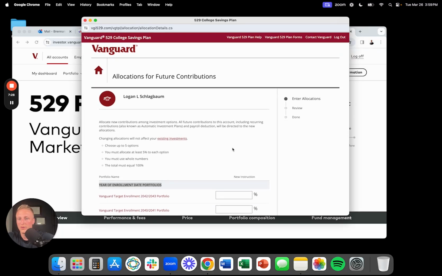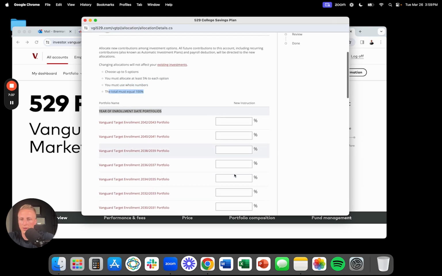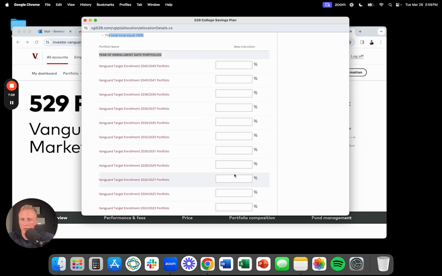I think 529 should be super simple. Like they say, choose up to 5 options. You must allocate at least 5% to each option. You must use whole numbers, and the total must equal 100%. Do not overcomplicate this. If you have no idea and you're still trying to learn and figure this out, just go ahead and do a target date enrollment fund so that you're at least invested and it's not sitting in cash, and then that should be good. Let me know if you guys have questions on how I go about this.